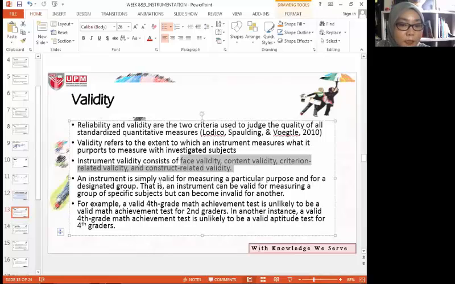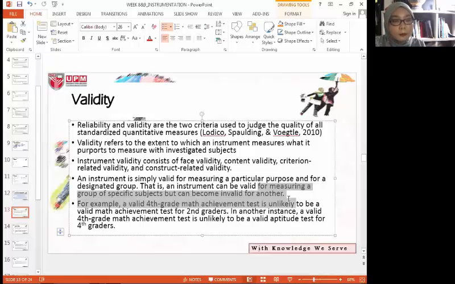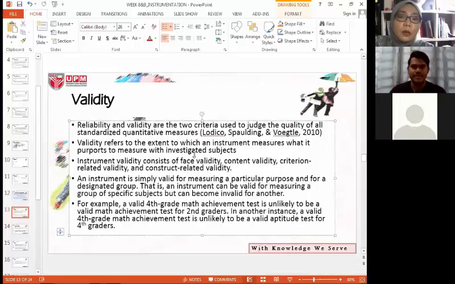An instrument is simply valid for measuring a particular purpose and for a designated group. That is, an instrument can be valid for measuring a group of specific subjects but can become invalid for another. So it means the items that you use to measure your group of respondents might not necessarily be usable for another group.